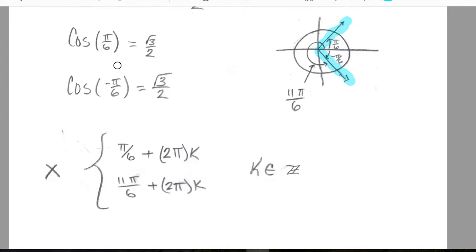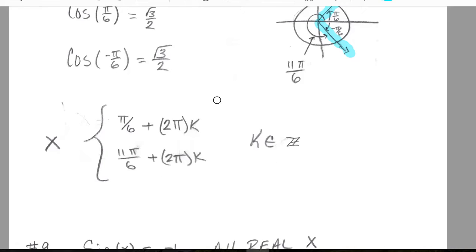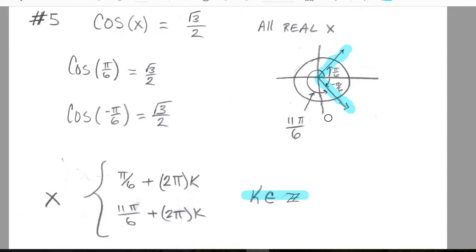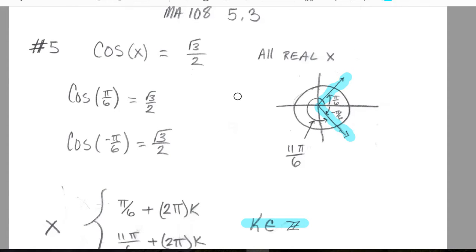So then what I do for cosine and for sine is I add that shifting of plus 2 pi times k to both of those answers, where k is an element of the integers. The fancy Z is a shorthand for integers. So pi over 6 plus 2 pi times k and 11 pi over 6 plus 2 pi times k. That records all possible cases from negative infinity to positive infinity.